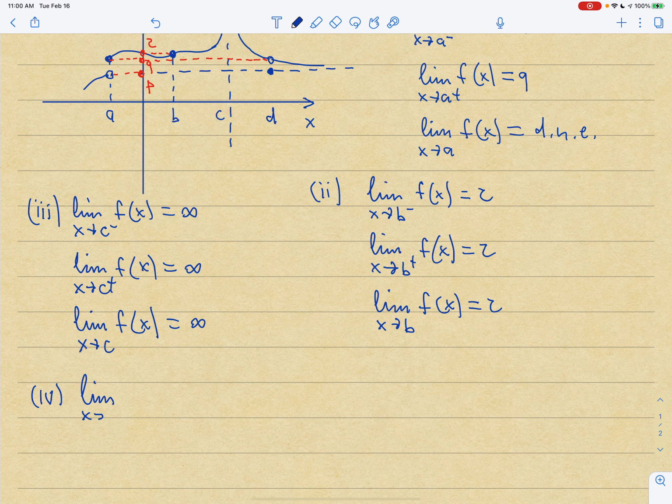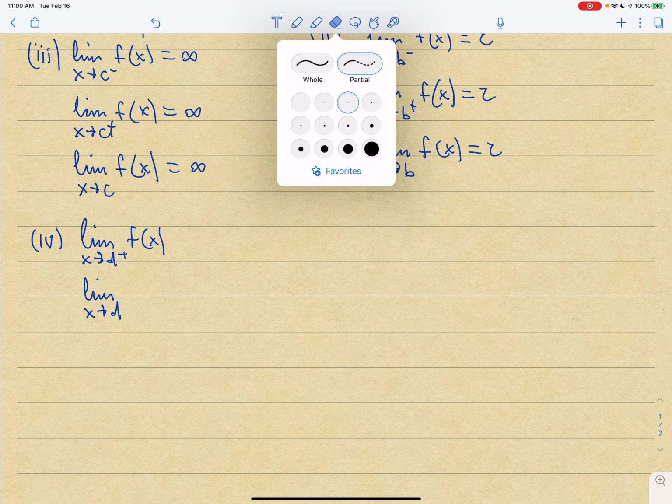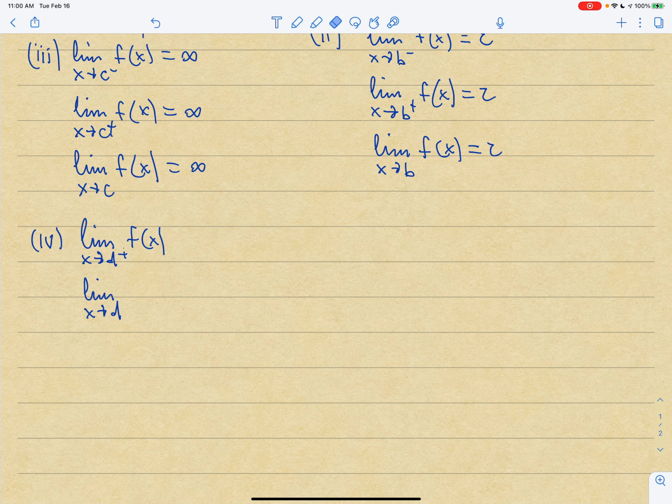Limit as x goes to d plus of f of x. Limit as x goes to d, well, let's do d minus first: limit as x goes to d minus of f of x, and the limit as x goes to d of f of x. What are those?